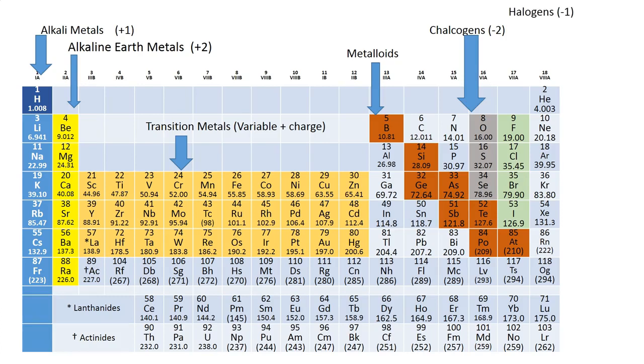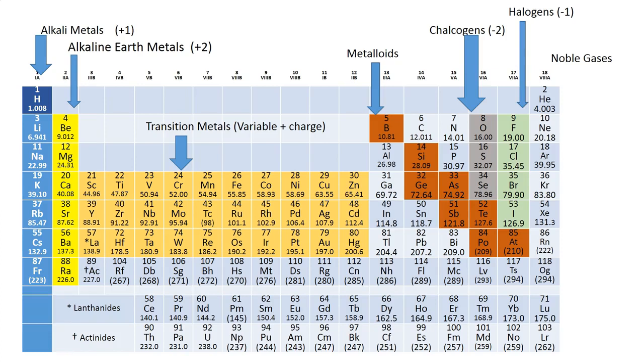The next column to talk about is 17 or 7A, the halogens, and you've heard about halogen headlights on your car, for example. When they get a charge, they get a minus 1 charge. So fluorine, chlorine, bromine, iodine, astatine. Those would be our halogens, group 7A or group 17.